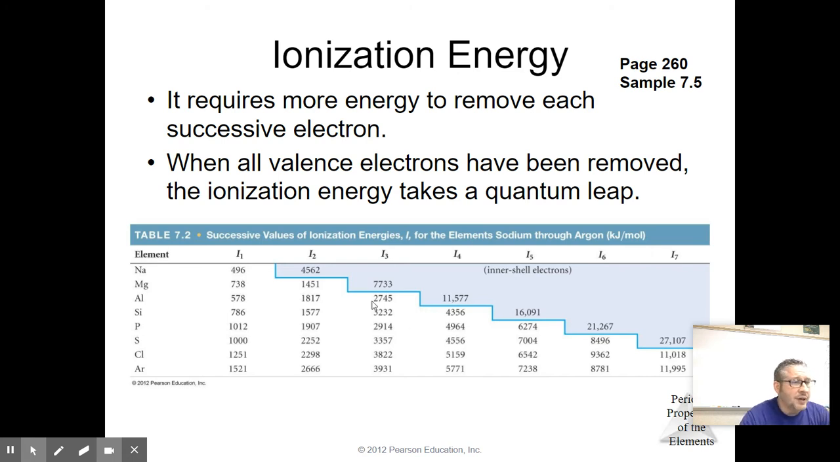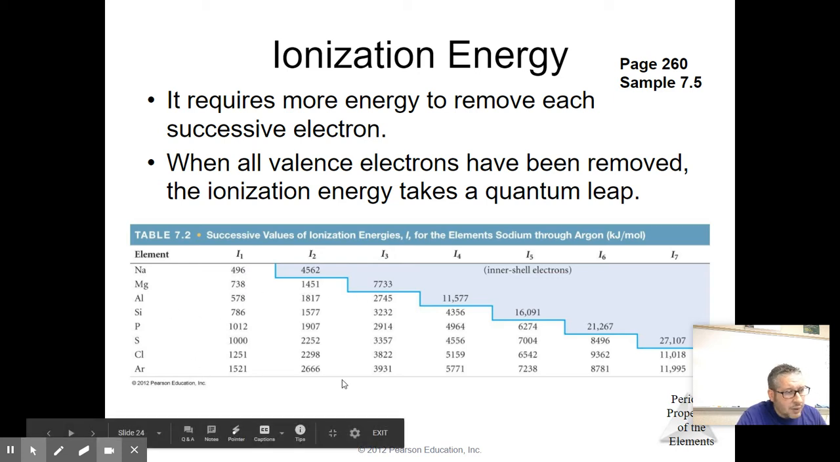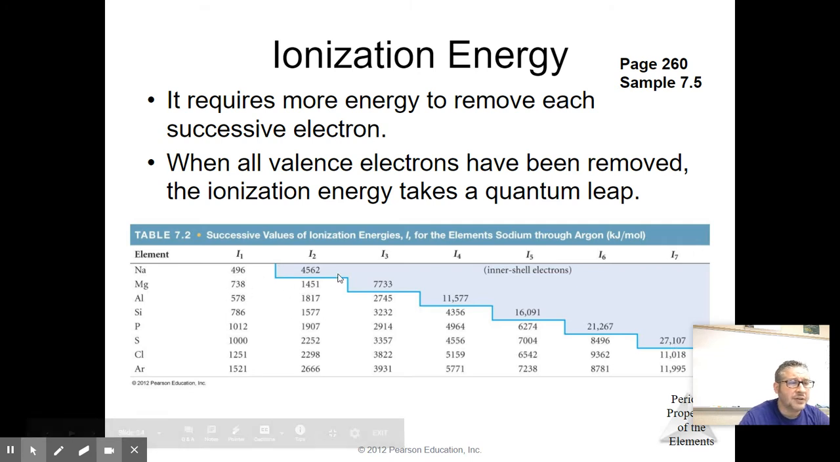So if you look at some of these here, you see sodium, its first ionization energy in terms of kilojoules per mole is 496. So it takes 496 kilojoules per mole of energy to remove the first electron from sodium. And as you see here, we're getting into more and more elements. But then you notice that there's a little stair step happening here.